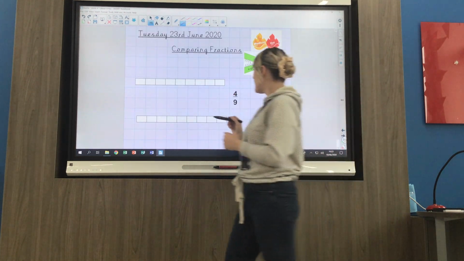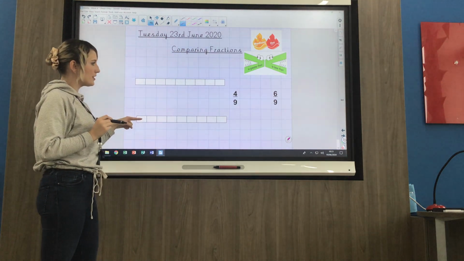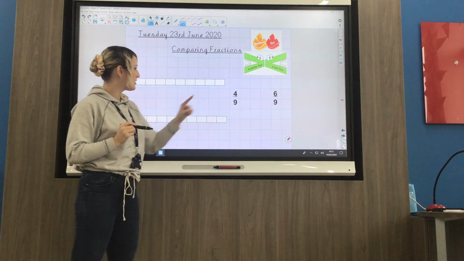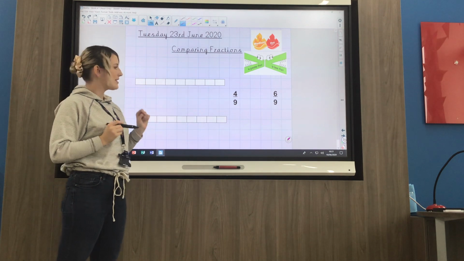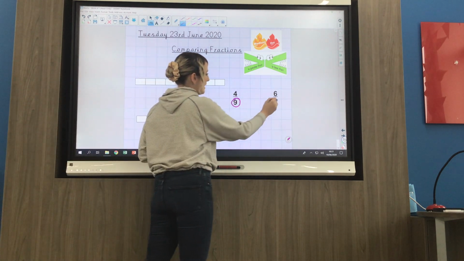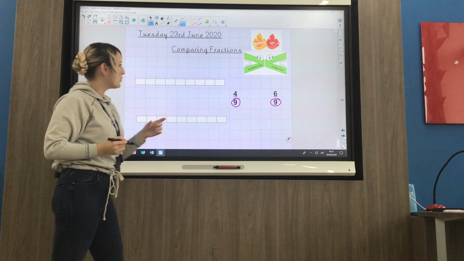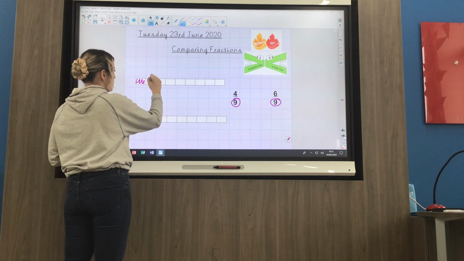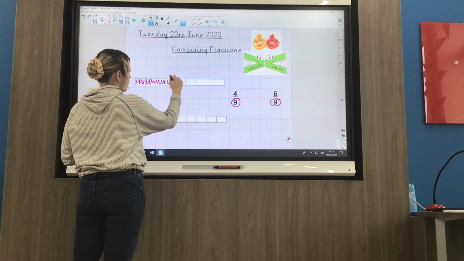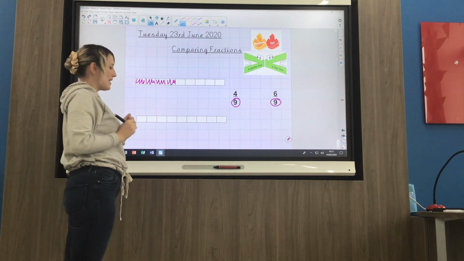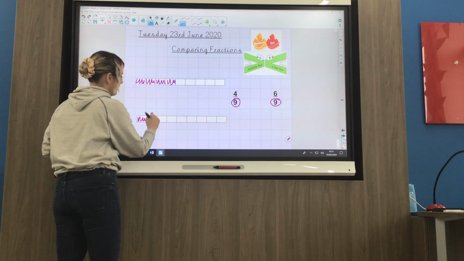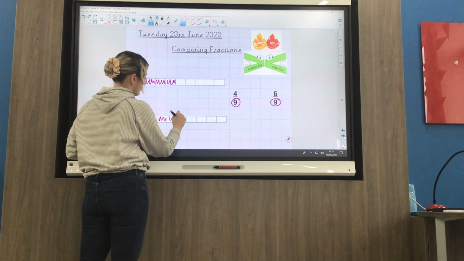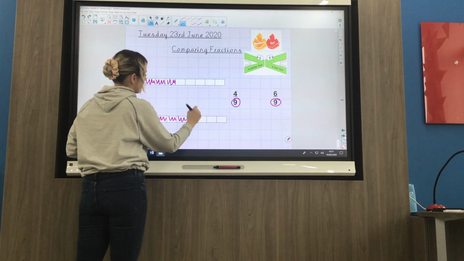Okay, so here we've got our bar models. We've got our 2 fractions. So we've got ninths this time. So our bar models have been split into 9 equal parts. We've got 4 ninths, so 1 ninth, 2 ninths, 3 ninths, 4 ninths, and then we've got 6 ninths. So 1, 2, 3, 4, 5, 6 ninths.